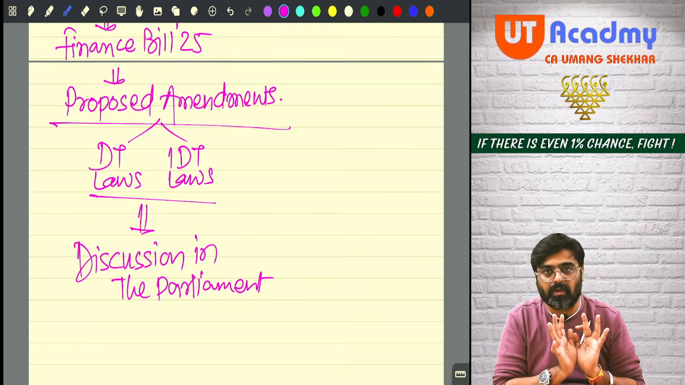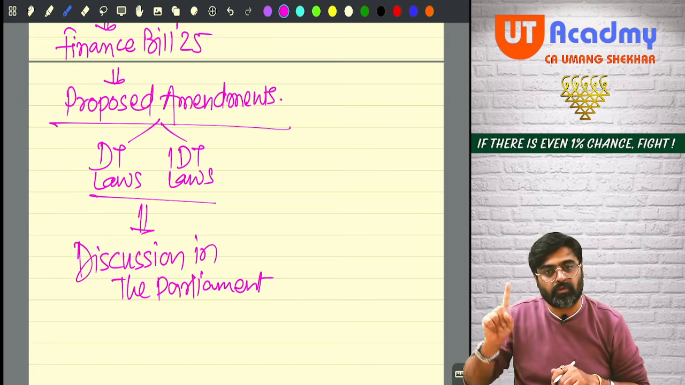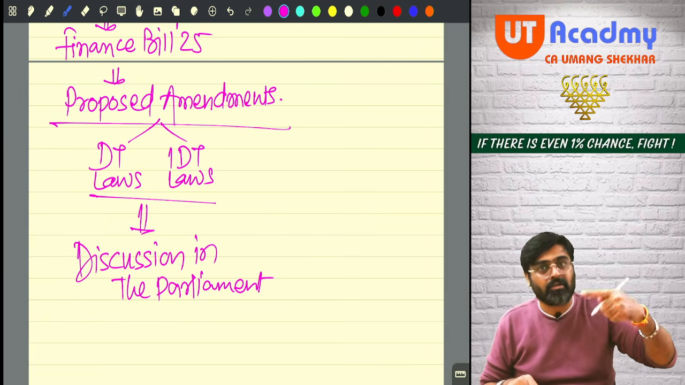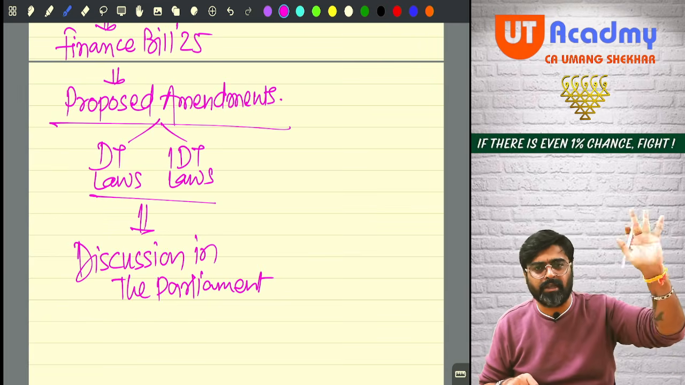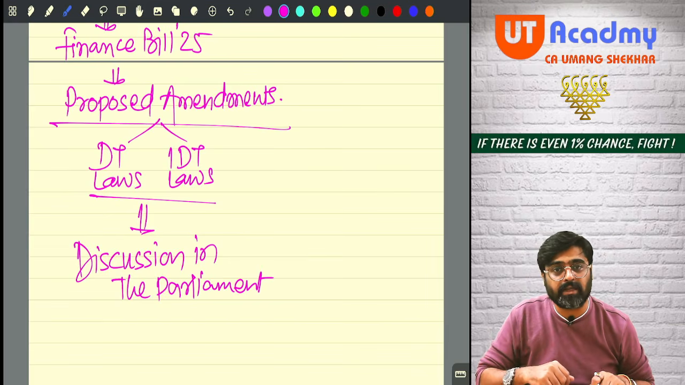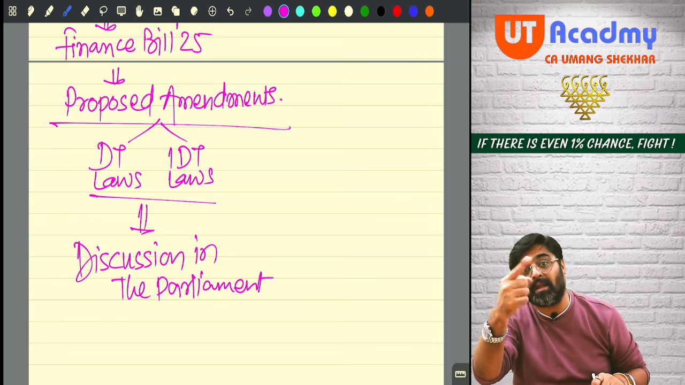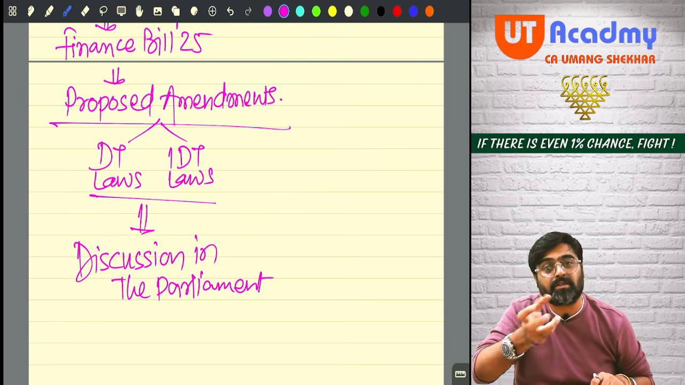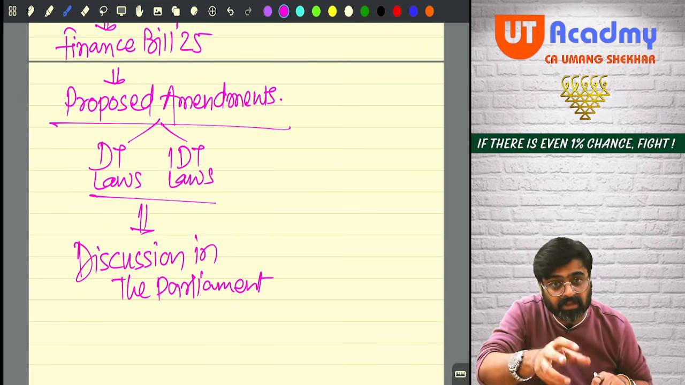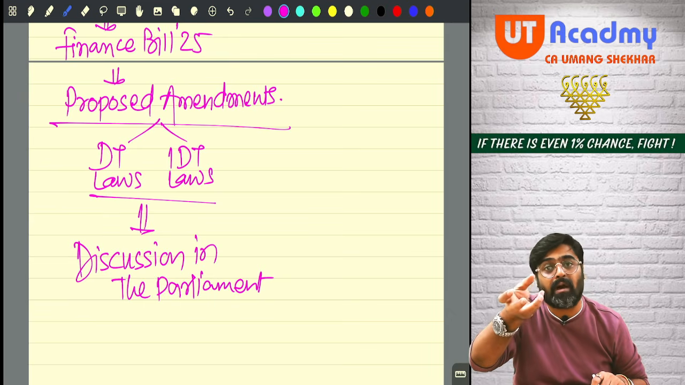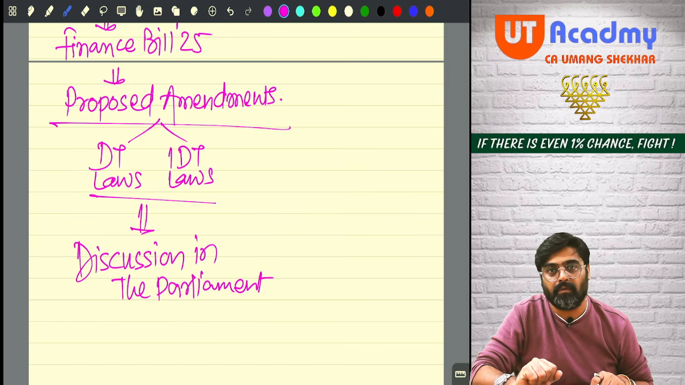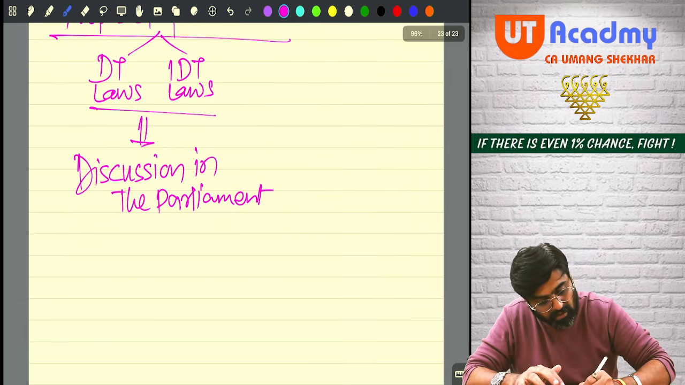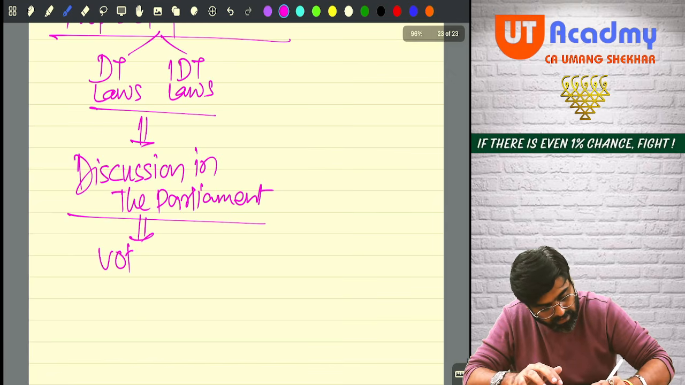So once the discussion will be made, there are certain changes which we don't want. So we will say, no, these changes will not be done. There are certain changes which are okay. Okay, these changes we approve. There are certain changes which will not happen like this. It will happen like this. Getting my point? So discussion will be happening. And after discussion on every change, on every amendment, there will be a discussion. And after discussion, the voting will be done, that okay, if we want this change or not.